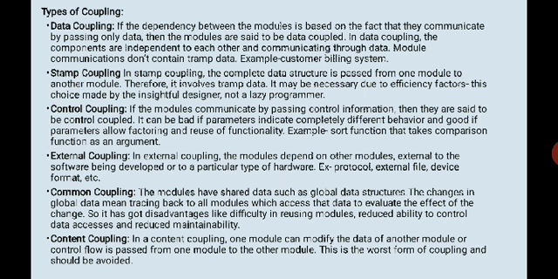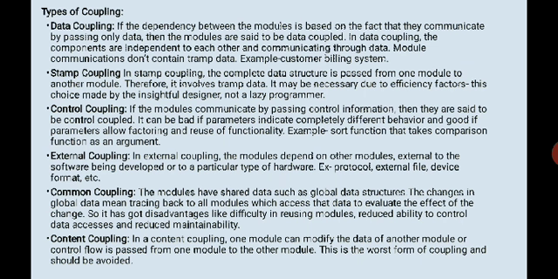You are passing the control information. It can be bad if parameters indicate completely different behavior, and good if parameters allow factoring and reuse of functionality. Example, the sort function that takes a comparison function as an argument. Next we come to external coupling.